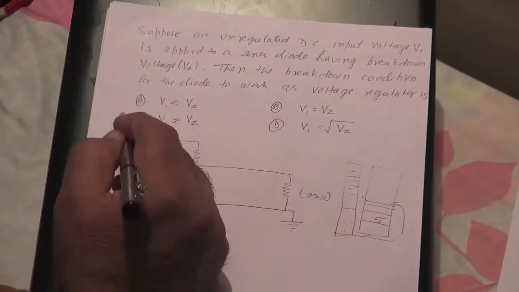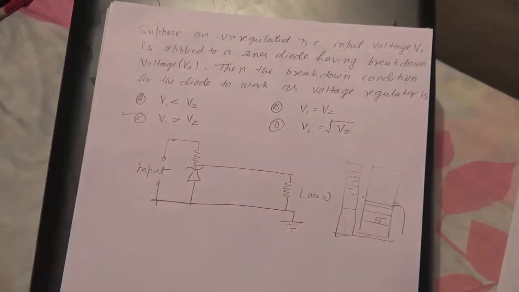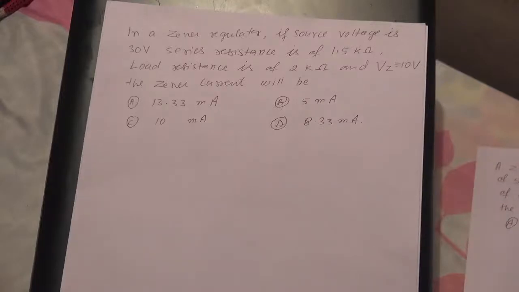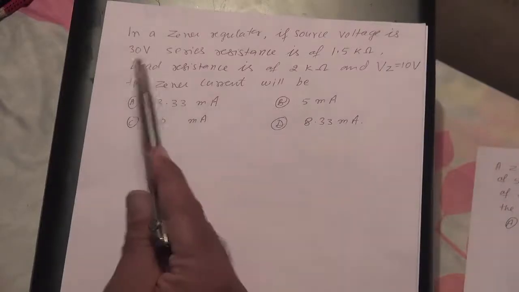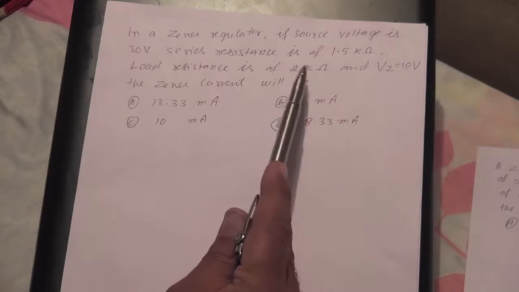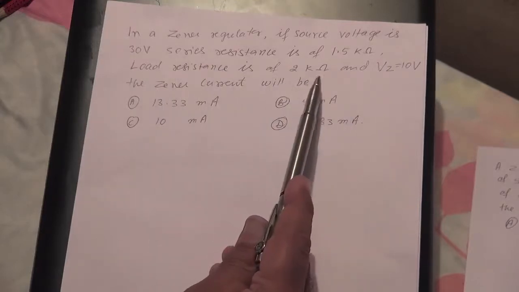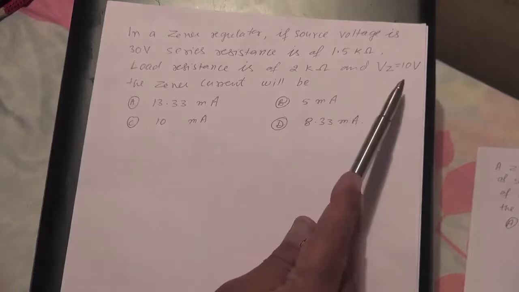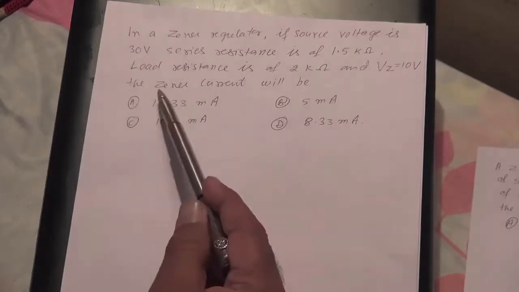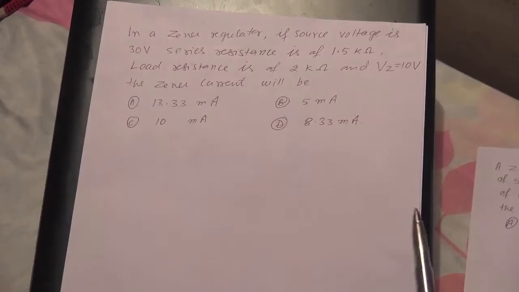So this is the right option, C. In a Zener regulator, if source voltage is 30 volt, series resistance is 1.5 kilo ohm, load resistance is 2 kilo ohm, and Zener voltage is 10 volt, then the Zener current will be how much?